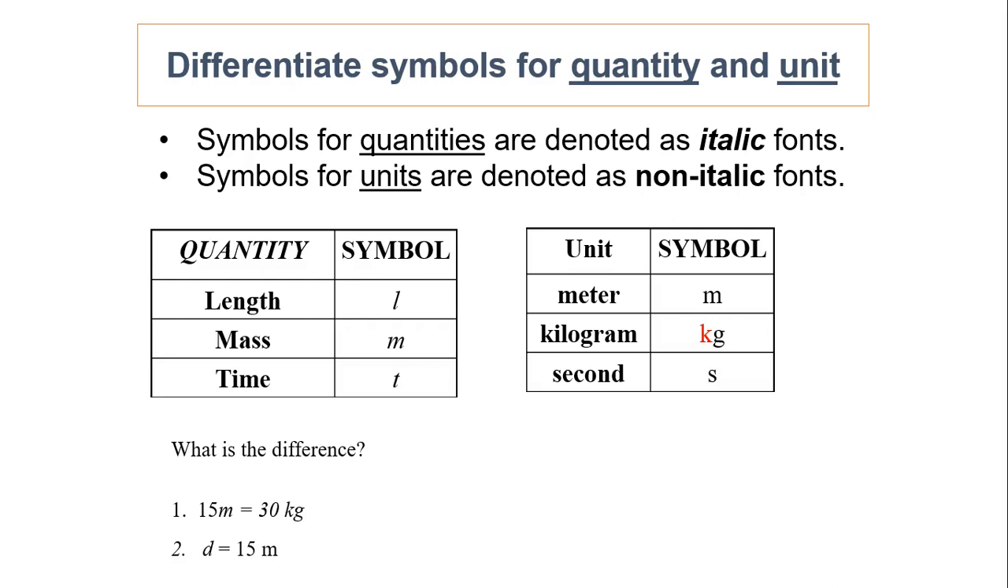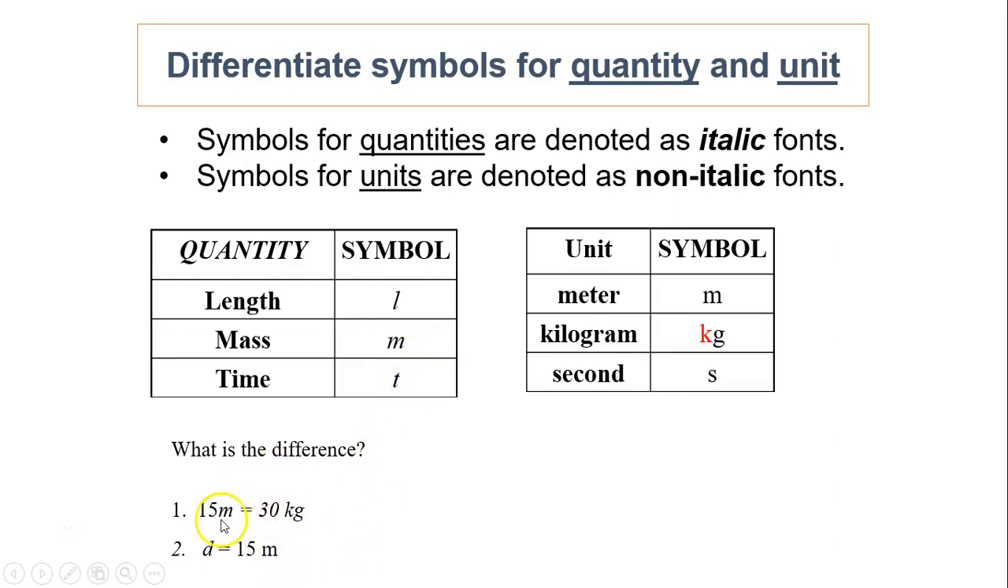Now, both units and quantities are denoted by symbols. So how do we know which symbol represents a quantity and which represents a unit? Here are the rules. Symbols for quantities are denoted in italic fonts. Symbols for units are denoted in non-italic fonts. For example, m can represent mass and m can also represent meters. How do we know if m is mass or if m is meters?